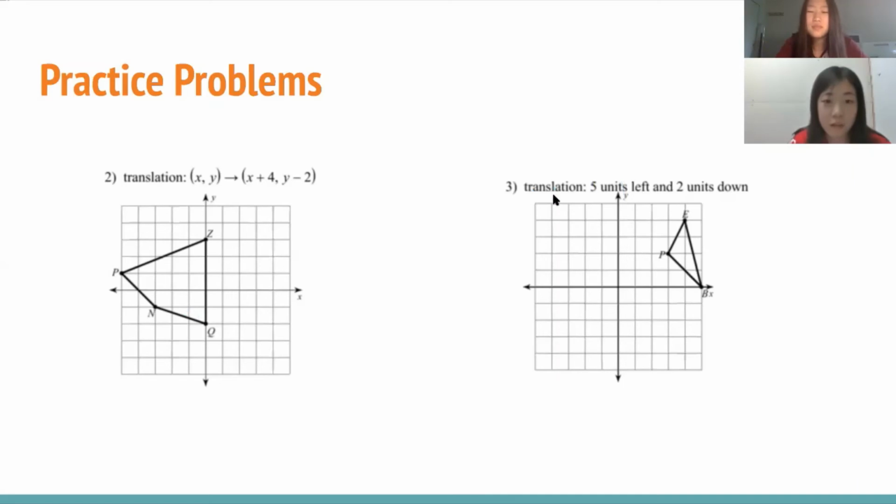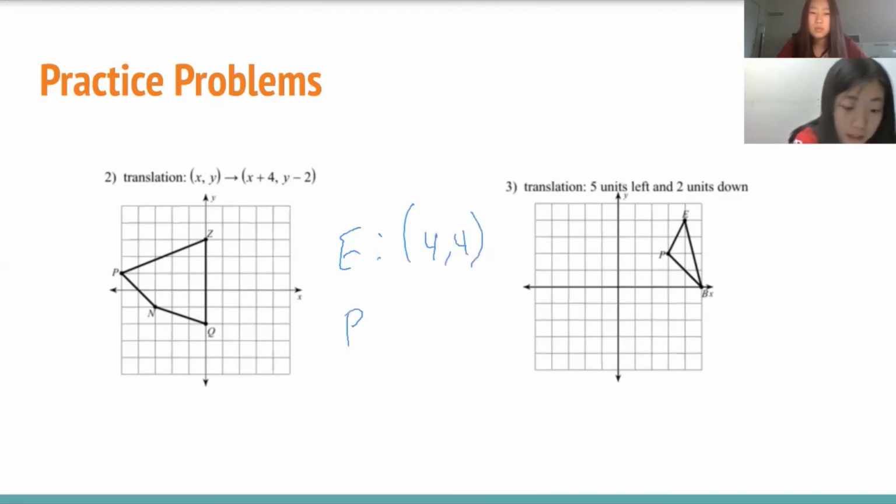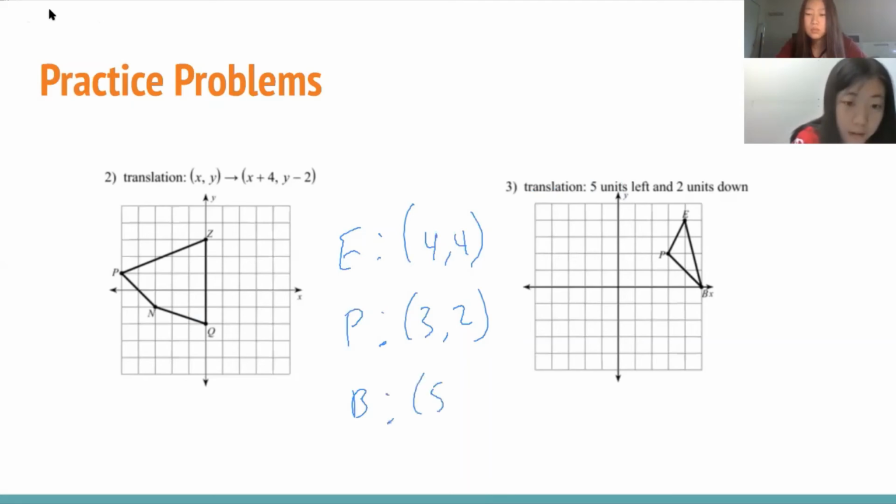Now for the next question, you do the same thing. For E, the points are 4, 4. For P, it's 3, 2. And for B, it's 5, 0. Now this time you have to move it 5 units to the left, so -5, and 2 units down, so -2.